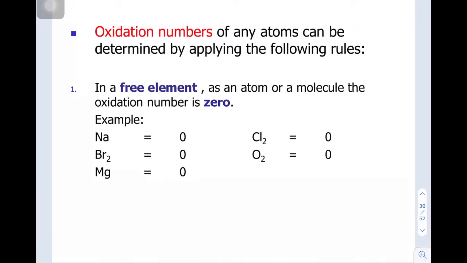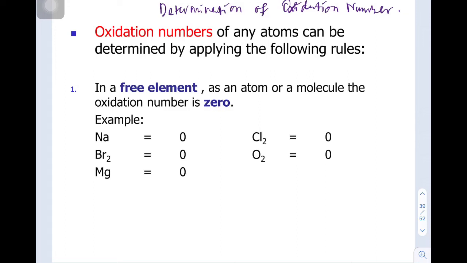In a redox reaction, we have to be able to determine the oxidation number of any atom. There are several rules that apply, so let's go through them one by one. Looking at the first rule: for a free element, as an atom or molecule, the oxidation number is 0.